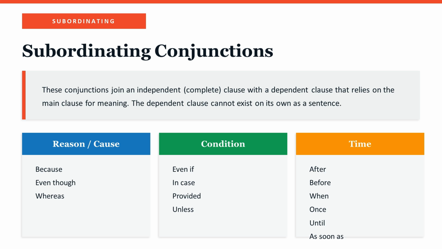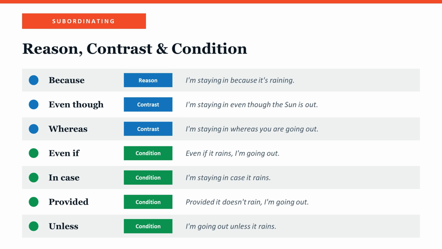Let us now look at examples for each. Let us look at subordinating conjunctions that express reason, contrast, and condition. Because indicates a reason. For example, I am staying in because it is raining. The rain is the reason for staying in. Even though shows contrast with an unexpected result, I am staying in even though the sun is out. Normally you would go out when the sun is out, so this is unexpected. Whereas also shows contrast, I am staying in whereas you are going out. This highlights a difference between two people.